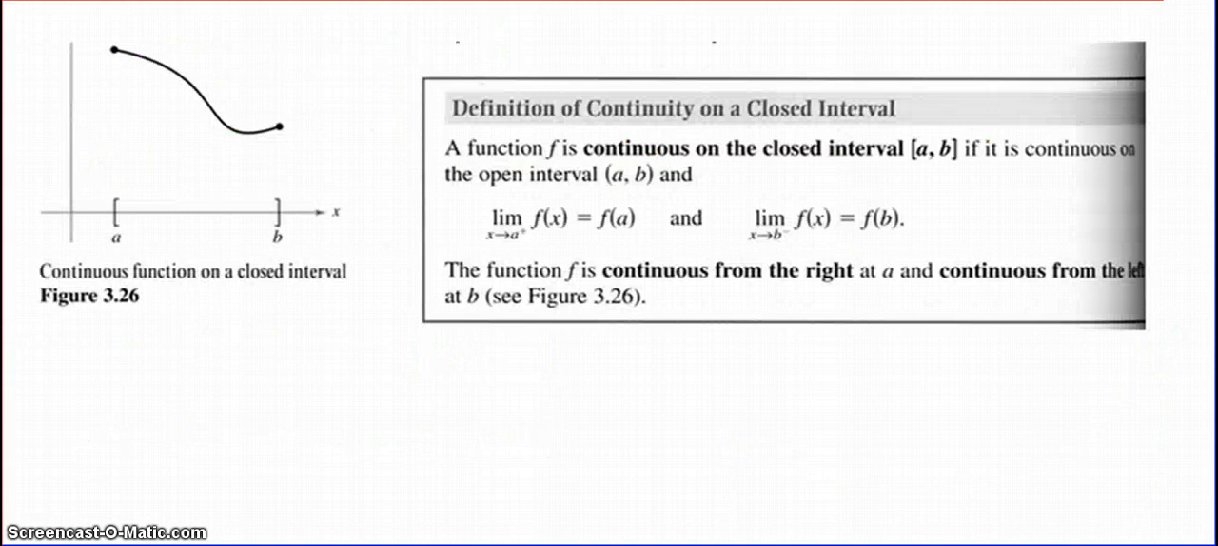Okay. Definition of continuity on a closed interval. A function f is continuous on a closed interval a to b if it is continuous on the open interval a to b, and the limit as x goes to a from the right of f of x is f of a, and the limit as x goes to b from the left of f of x equals f of b. Notice that those are one-sided limits because the function does not have to exist beyond those. The function f is continuous from the right at a and continuous from the left at b. Again, there's a picture.